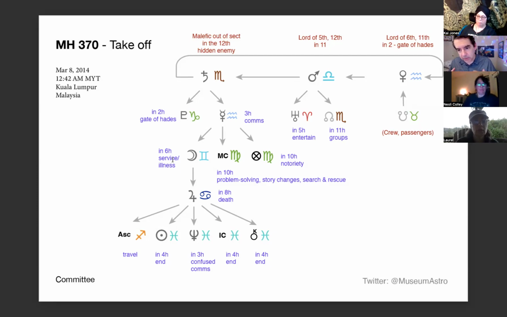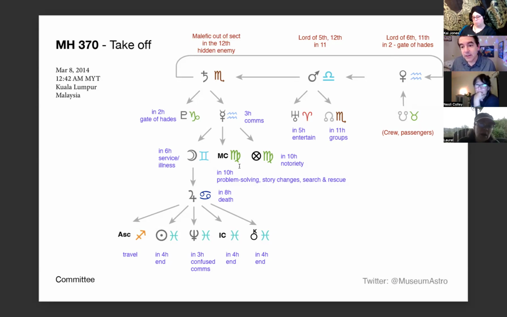The Moon, I already mentioned, is the flight attendants, in the sixth house of service and/or illness. The MC of the chart is in Virgo. So this is about problem solving. It's mutable. The story keeps changing. It's about the service. There were thousands of man hours of people searching for this flight. The Jupiter that rules the ascendant, the Lord of the ascendant, is in the eighth house of death. That's not really great to see. The Sun is at the end of the matter in the fourth house.